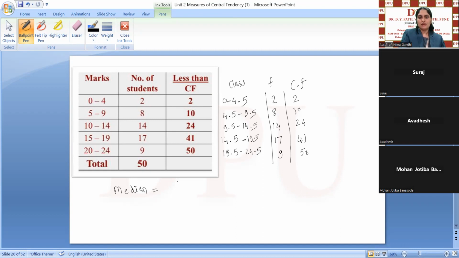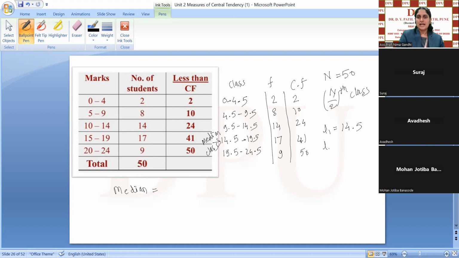Median is equal to, now this is your capital N equal to 50 here. So your N by 2th class is somewhere here. So this is your median class. Okay, so I'm writing each of the values here now. What is your L1? L1 is the lower class boundary or class limit for the median class, that is 14.5.